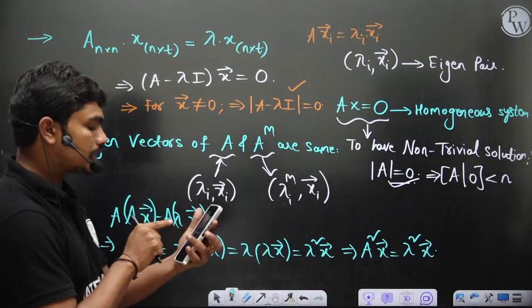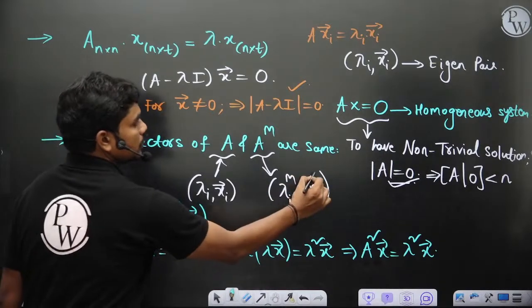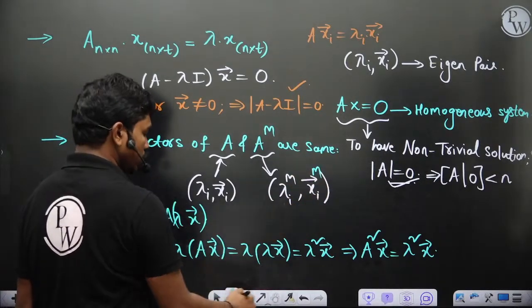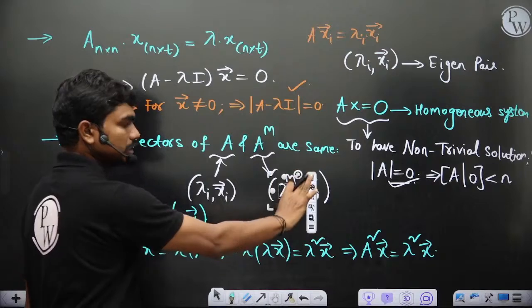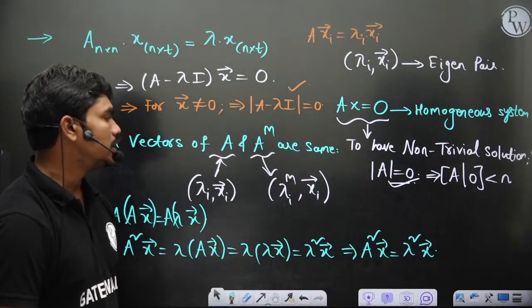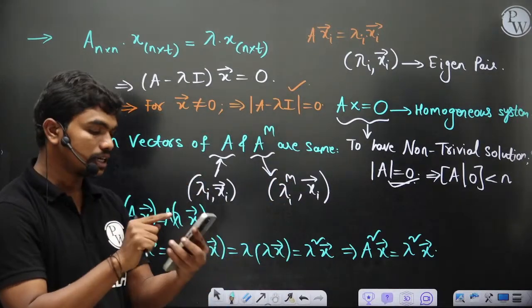But in the second statement, it's given this becomes this actually, which is wrong, because this will definitely stay as it is. So that will stay as it is: lambda I power m, comma, x I. So the second statement is wrong.